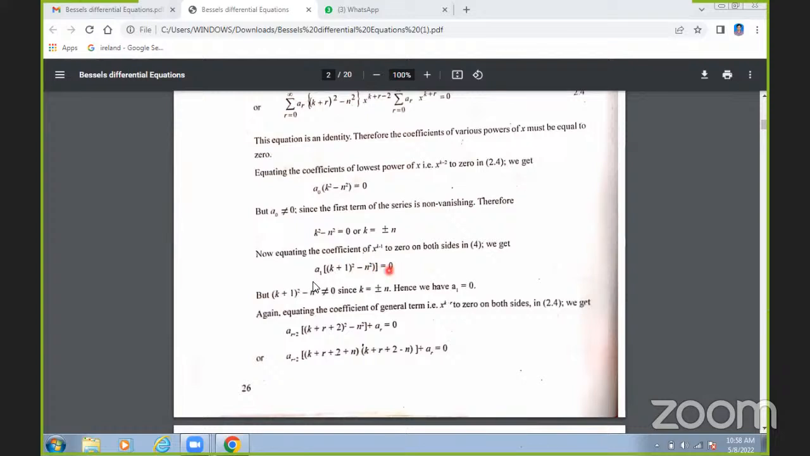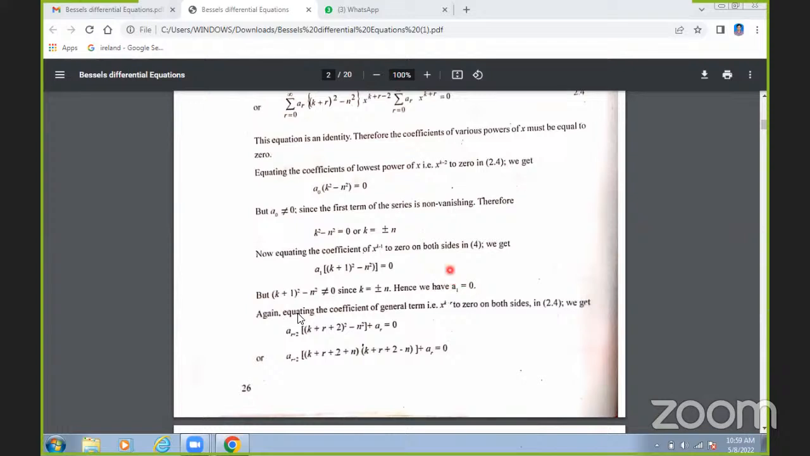Therefore, in this, (k plus 1) whole square minus n square is not equal to 0. You have to remember, in the previous one, a naught is not equal to 0. In this equation, (k plus 1) whole square minus n square is not equal to 0. Why is it not equal to 0? Because k value is having plus or minus 1. So therefore, this value is not equal to 0. We should get a1 is equal to 0. So that is what we have written here: a1 is equal to 0.